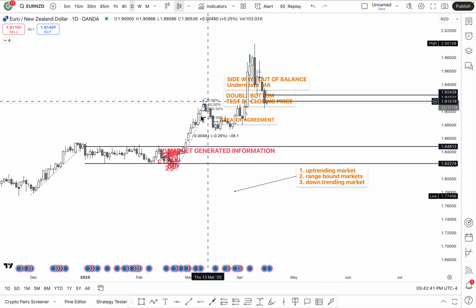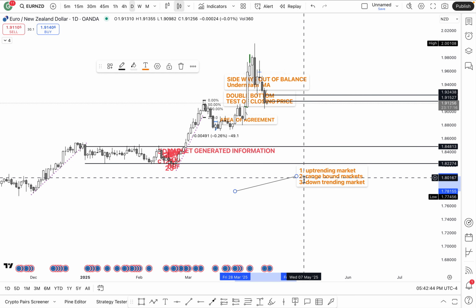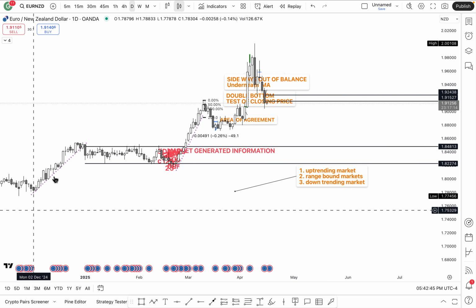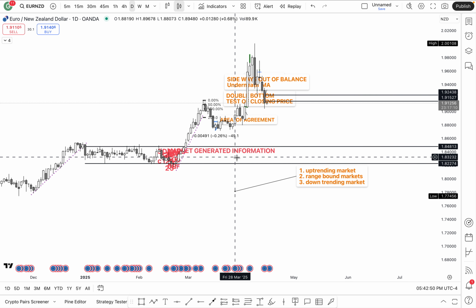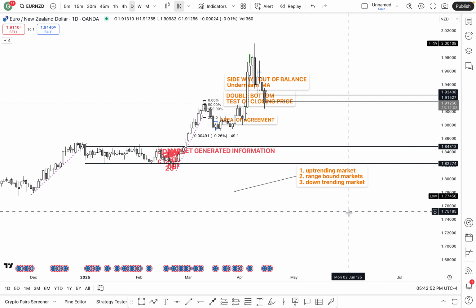So this is the cycle. These are the 3 cycles of the market. The market will move uptrend, sideways, uptrend again, downtrend, sideways, downtrend again. Sideways is range bound, a market that is in balance. It's a range bound market trading from high to low. Now these are the 3 cycles.